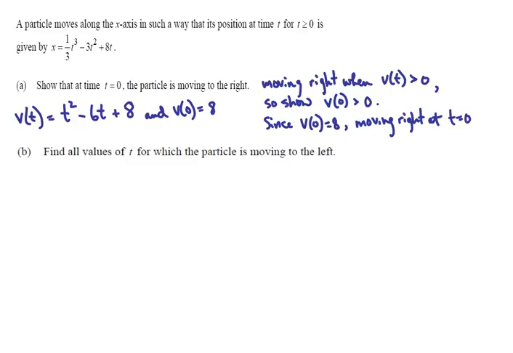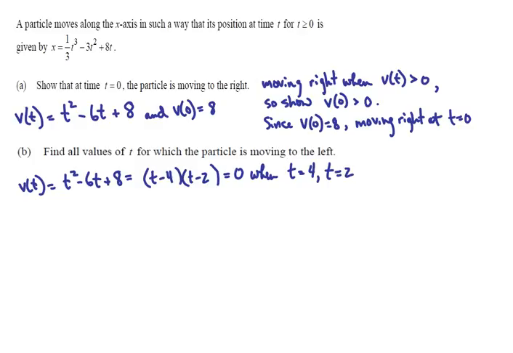For part B, we want to find all values of t for which the particle is moving to the left. And I'm going to practice using the sign chart. And so first I factor the expression t squared minus 6t plus 8 is equal to t minus 4 times t minus 2. And that will be 0 whenever t is equal to 4 or t is equal to 2. So on my sign chart, which I'm going to be looking at velocity, I place zeros at 2 and 4.